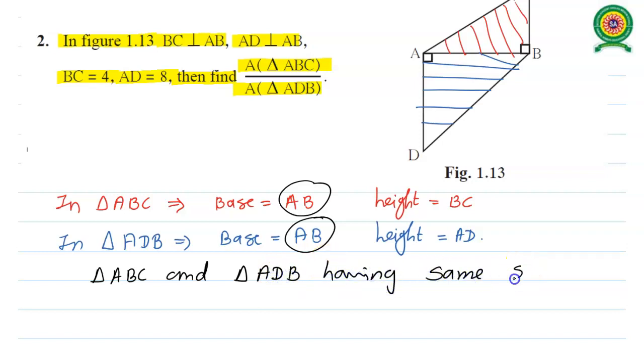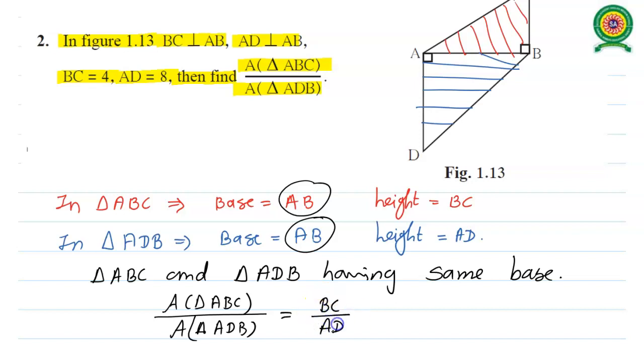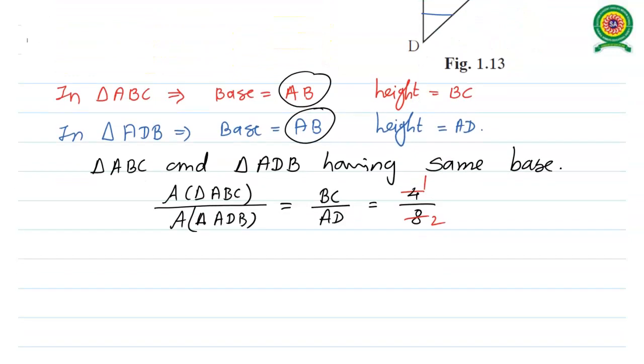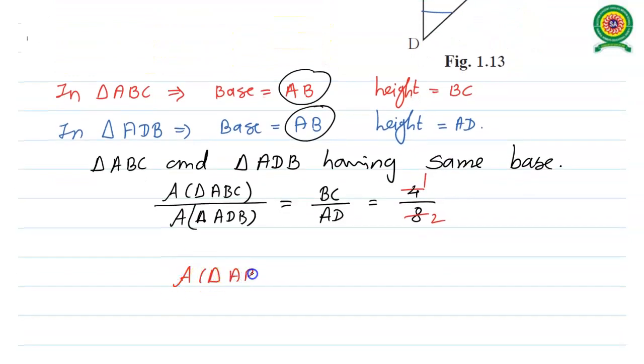Once they have the same base, what about their ratio of areas? The ratio of areas equals the ratio of their corresponding heights. So the area of triangle ABC divided by the area of triangle ADB equals the ratio of their corresponding heights, BC divided by AD. Now we are given BC as 4 and AD as 8. We know 4 ones are 4, 4 twos are 8. So the area of triangle ABC divided by the area of triangle ADB equals 1 by 2.